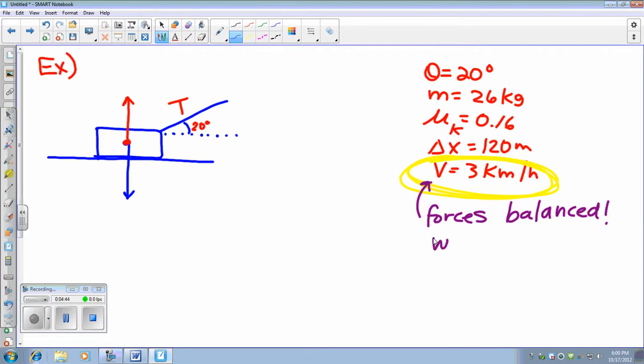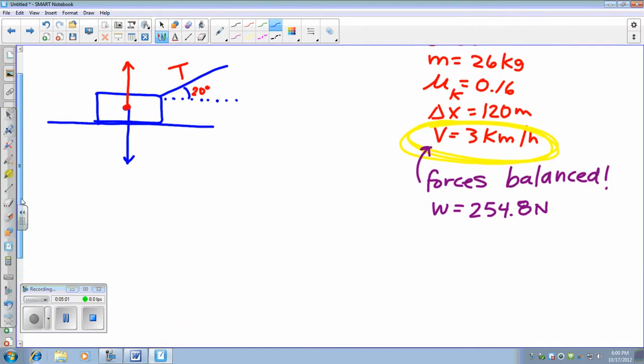So weight is equal to 254.8 newtons, and that's just going to become useful later on in this problem. Now, let's first find the tension of the rope. We're going to do three things. Let's write down what we're going to do here on the left, and then we'll just start solving away.